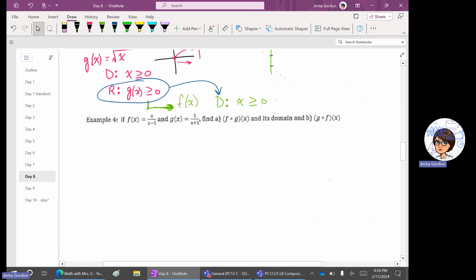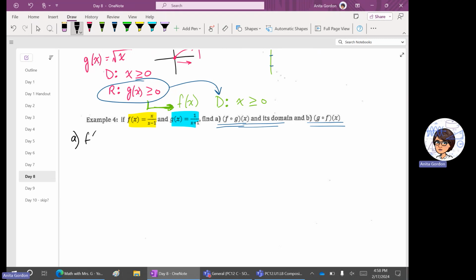All right, one more example here. We have an f function that is x over x minus 1, and we have a g function which is 1 over x plus 1. In A, we are being asked for f of g and its domain. Then we are looking for g of f. So I'm going to start with A.